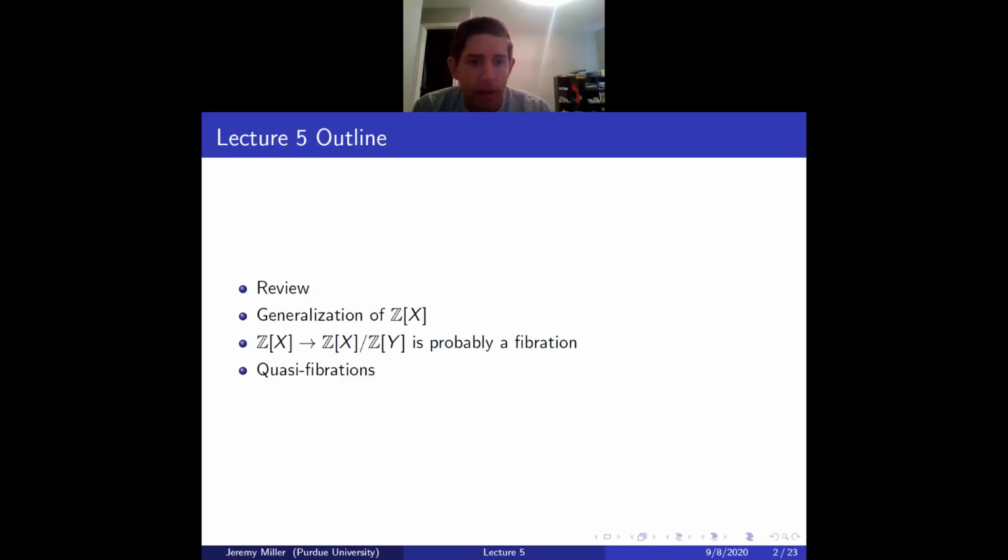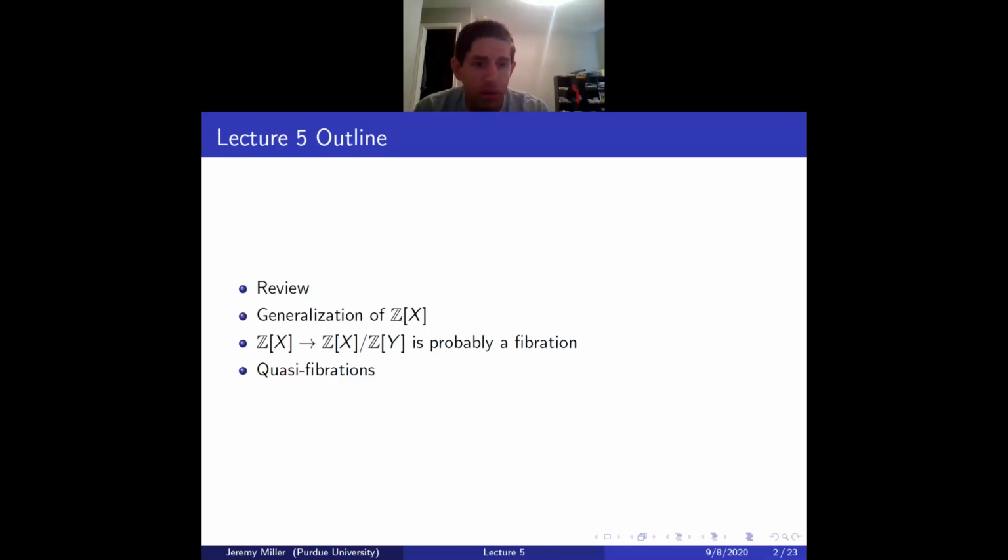I wasn't able to prove it, and Math Overflow didn't answer my question. I'm able to prove it in one example, but it's a long story. So then I found a reference proving it's a quasi-fibration, which I'll define today. And a quasi-fibration is good enough to get a long exact sequence in homotopy groups. So the plan was for Thursday to prove it's a quasi-fibration.